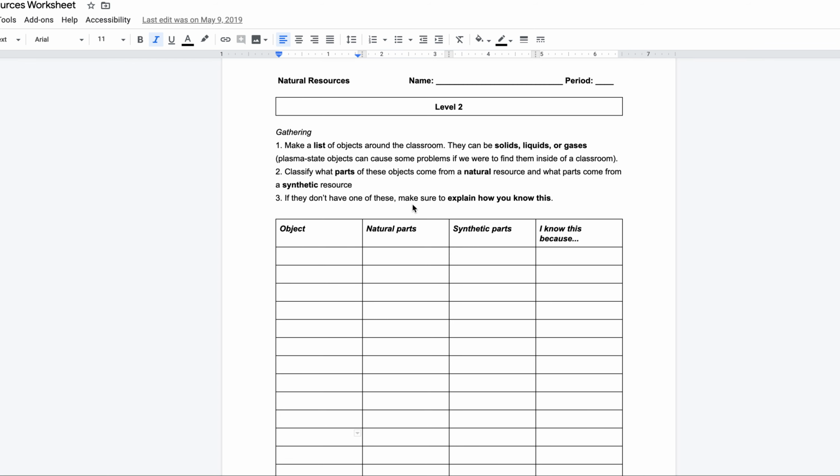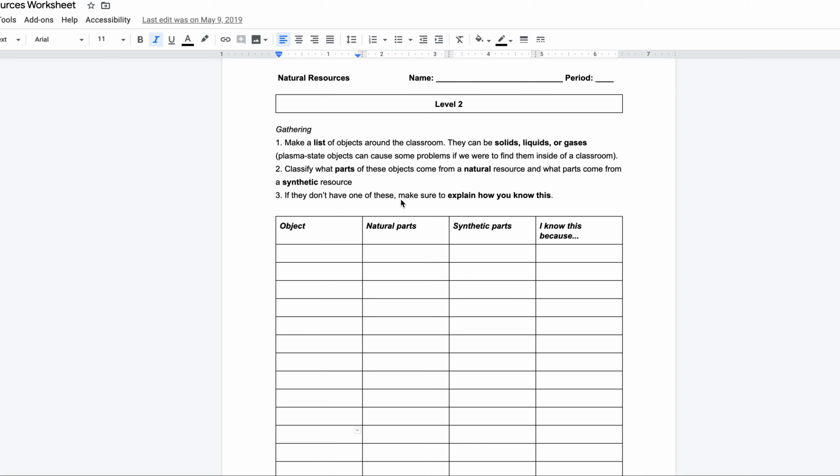If they don't have any of these, make sure you explain how you know that there's no natural or synthetic part. So let me give an example. For example, a pencil would be an object found in the classroom. Again, if you're not in a classroom, you can pick any object around you.